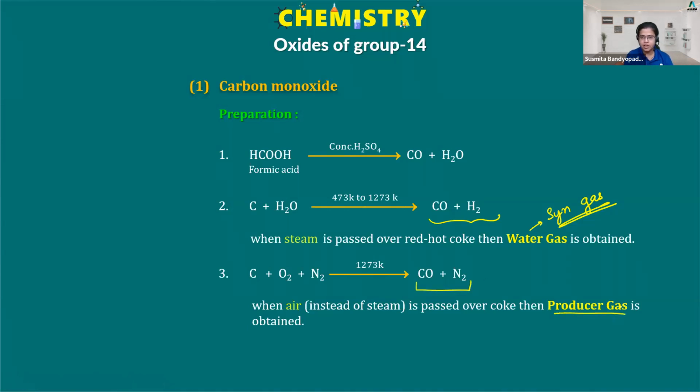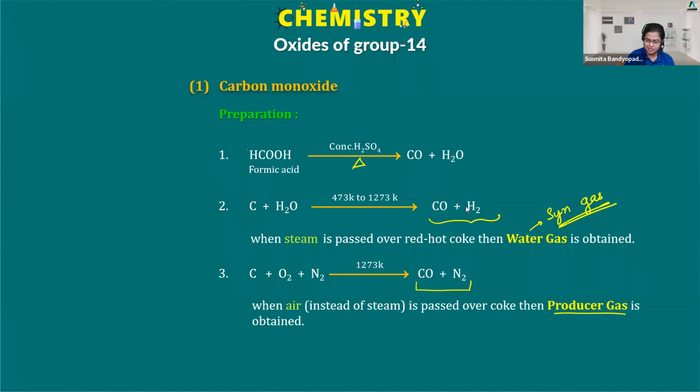Students, instead of steam, if you use air, you get producer gas, which is CO plus N2. Formic acid, you treat it or heat it with a dehydrating agent. Everyone knows concentrated H2SO4 is a dehydrating agent. So it will just remove water and you are left with CO. Oxalic acid on dehydration using concentrated H2SO4 produces what? CO plus CO2 plus H2O.